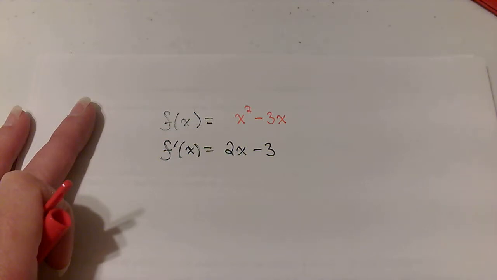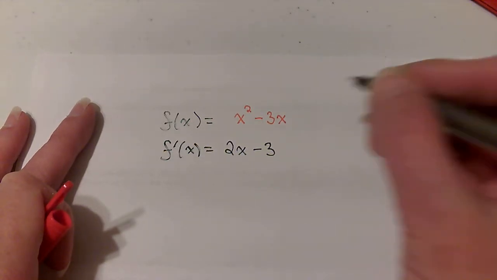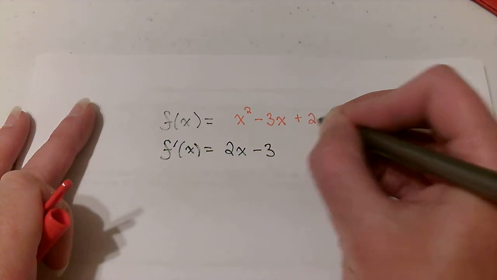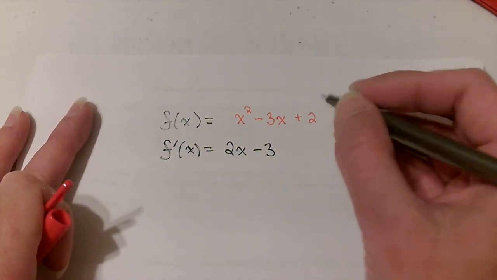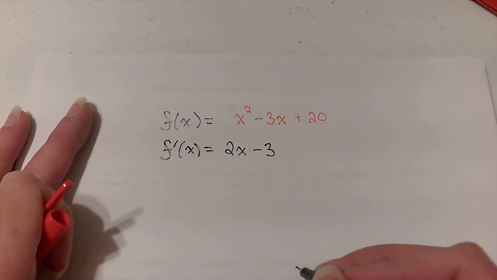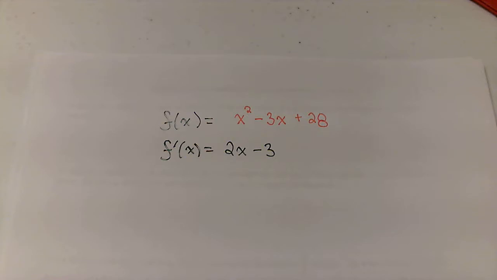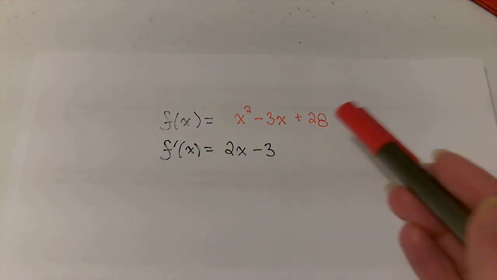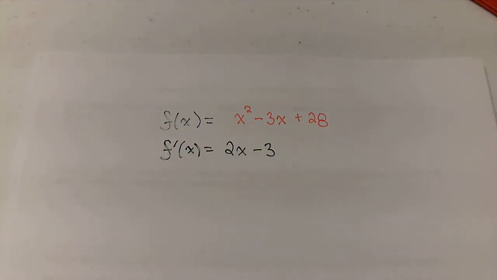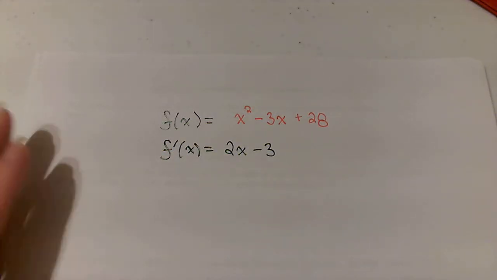But couldn't I have had basically anything at the end? I mean, this could have been plus 2, because the derivative of 2 is 0. Could have been plus 20 for all I know. Could have been plus 28. So the idea of taking the antiderivative is you are finding an antiderivative. There are millions of possibilities because of that constant. So let's look at another one, and then we're going to get to the nitty-gritty of it.